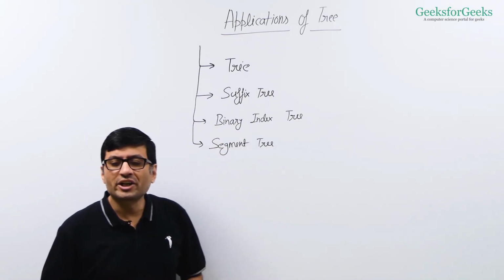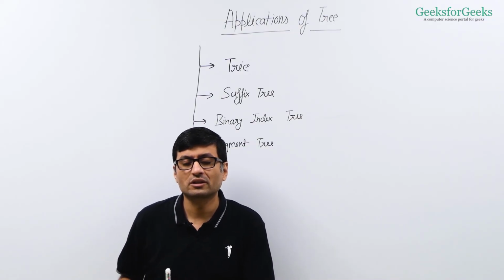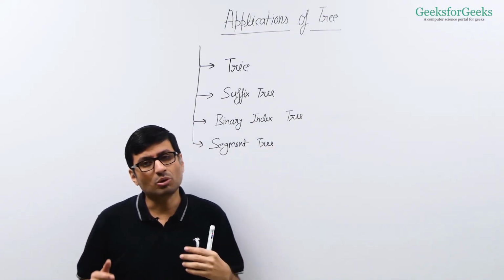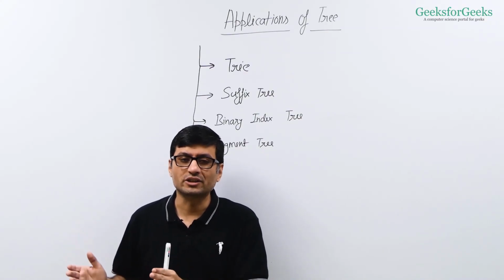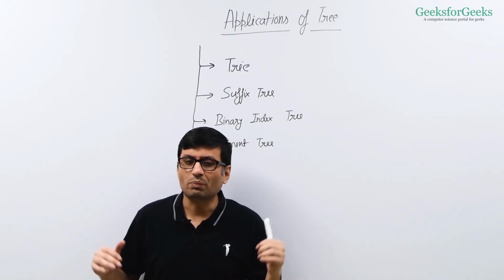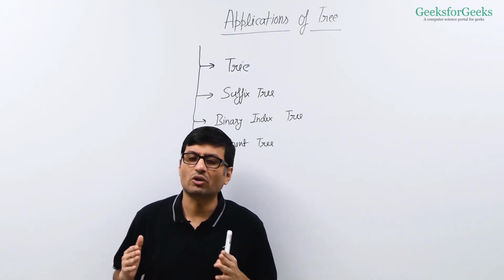The next one is binary index tree. Binary index tree is used for range query searches, and same is segment tree. Both of these trees are used for query searches within a range. Segment tree is more powerful and binary index tree is faster for a limited set of operations.